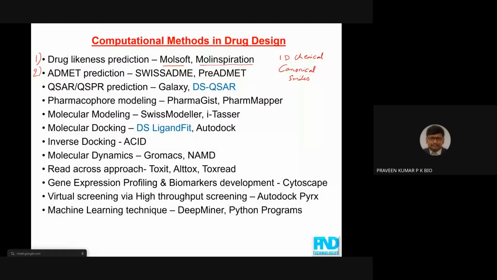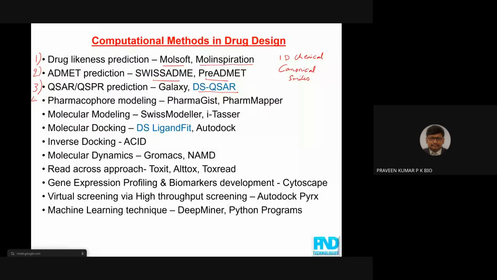More about the drug likeness and ADMET prediction we'll be discussing tomorrow. Okay, so we have a separate session for this. These are the online tools, freeware tools. And for QSAR, quantitative structure activity relationship, and quantitative structure property relationship, we use this kind of tools. And whatever I highlighted in blue color is a commercial tool. The remaining are all freewares.